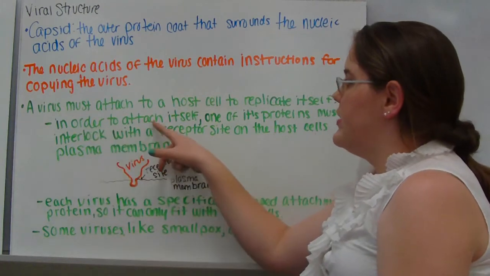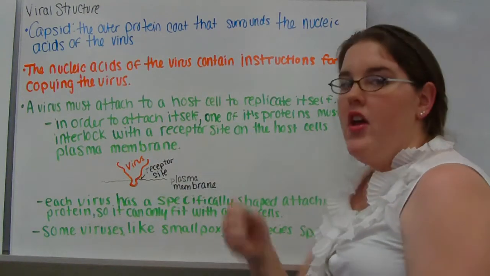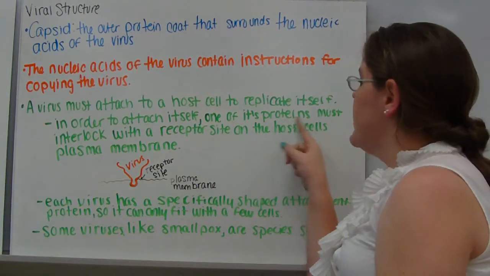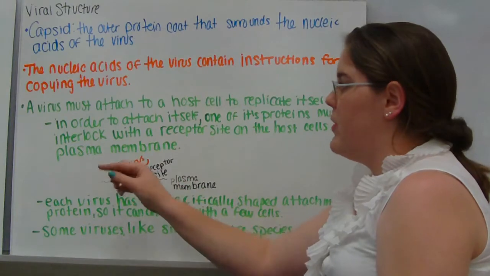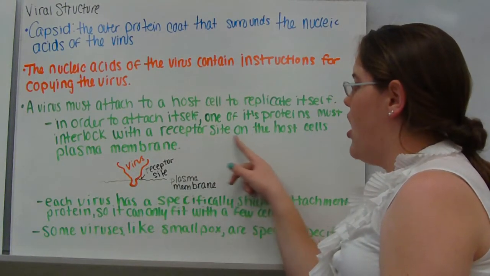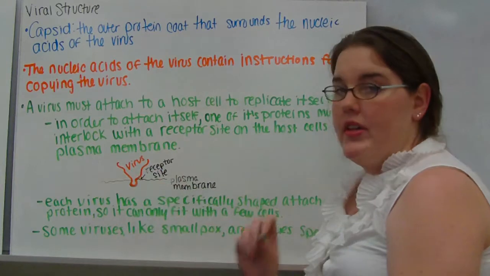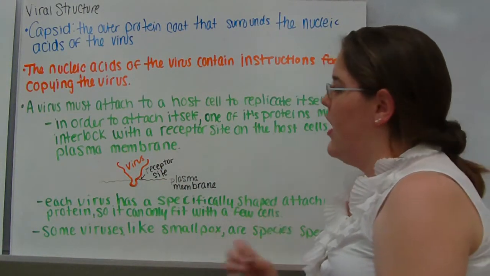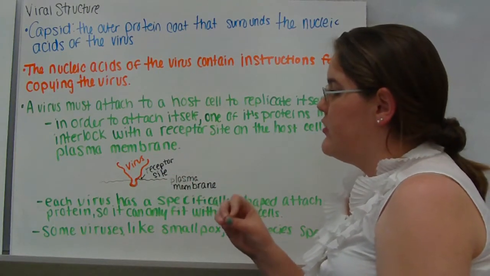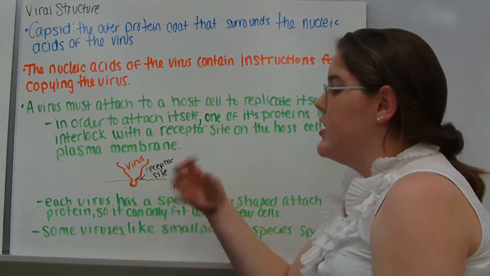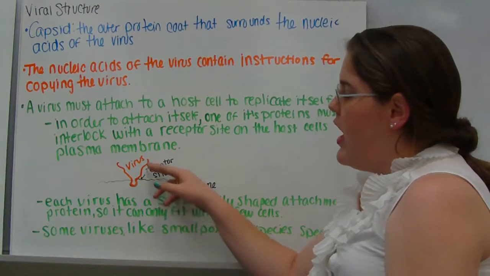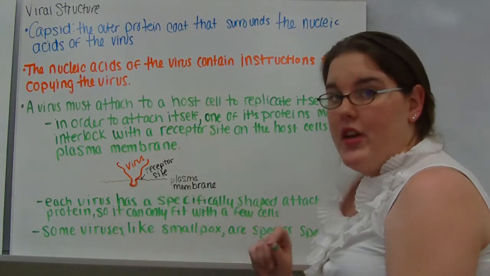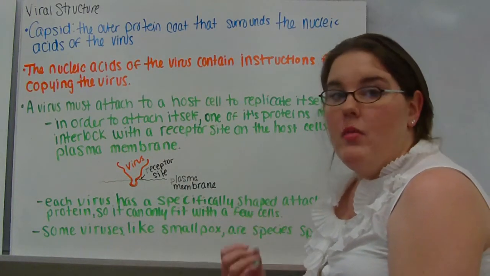Now, in order to attach itself, one of its proteins, so again, remember, nucleic acids with the protein coat over it, one of its proteins must interlock kind of like a puzzle piece with a receptor site on the host cell's plasma membrane. Remember, the plasma membrane is what is keeping all of those organelles in place in that cell. So the virus is going to be in the bloodstream, or wherever it is in your body, it's going to come along, and one of the proteins is going to match with this cell's receptor site.